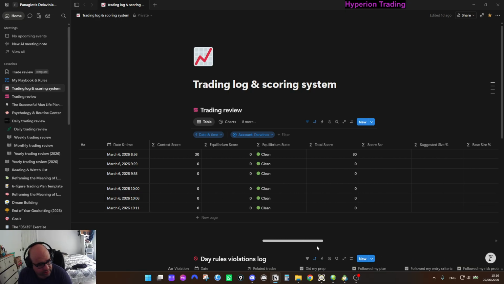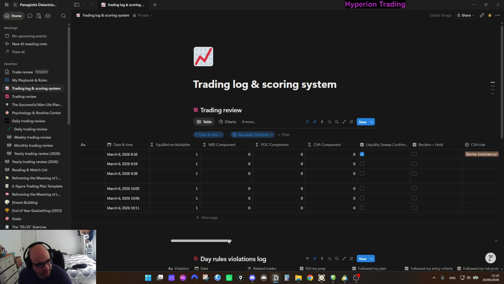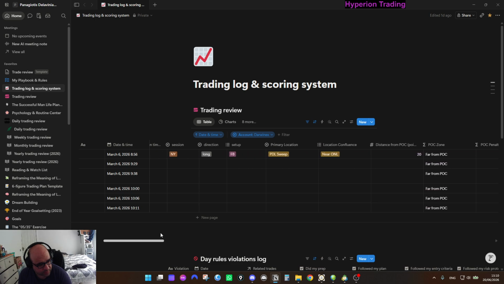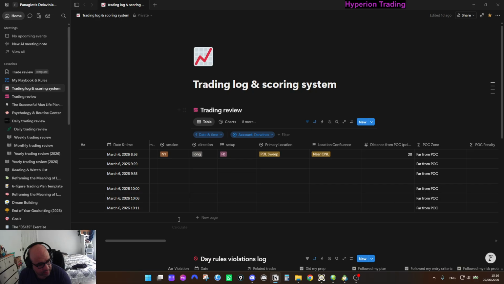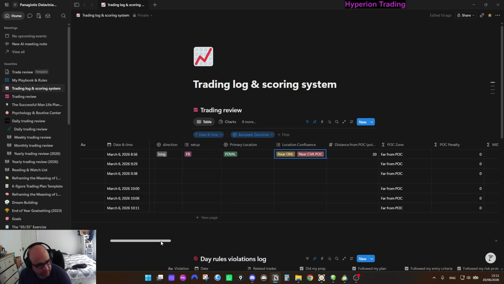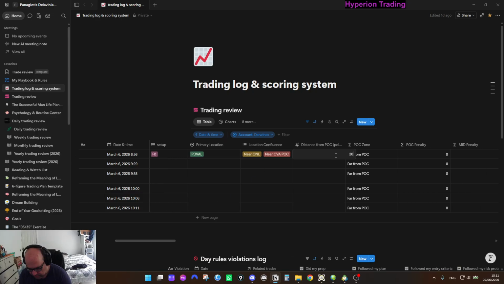If, for example, we change some of them, let's go back, and we're going to change our primary location. Let's say it was a previous DVA low. Location confluence was, let's say, near CVA POC. And let's say the distance was, for example, like 5 points. This is near POC.